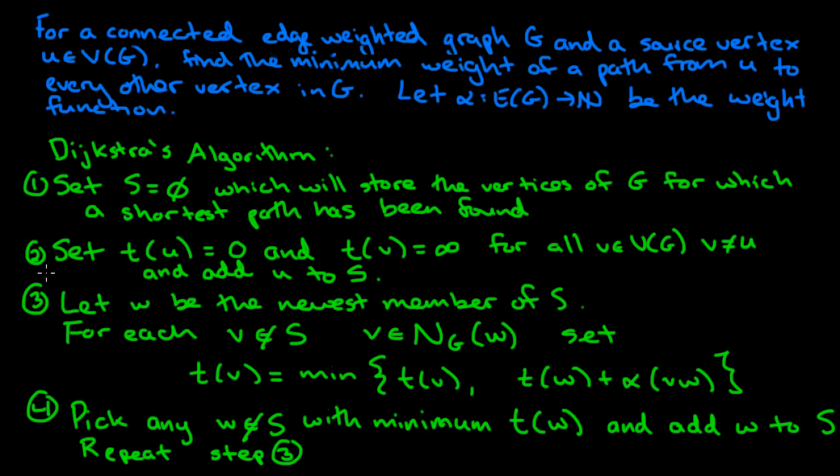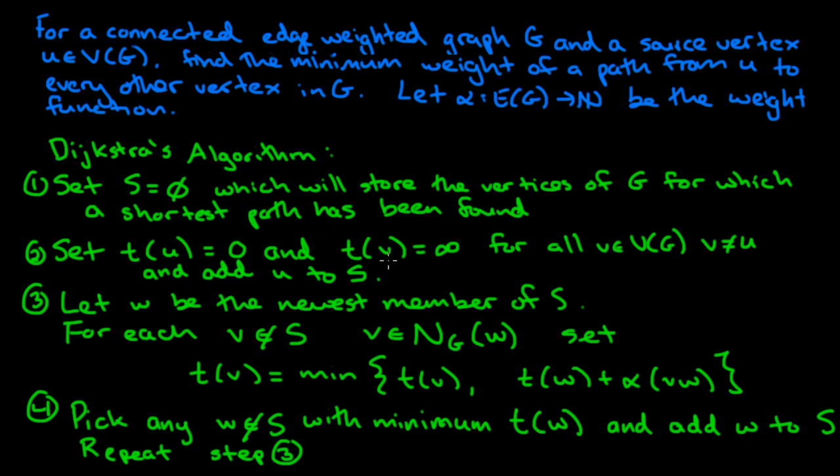Alright, so the second step is to take a look at the vertices and start to apply labels. Now, what we want to do is have a labeling function, which I'm going to call T, and it's going to give the minimum weight of a path to that vertex from U that we know of so far. So what we know is that for the source vertex, to get from itself to itself, you don't have to travel any distance at all. So we label it with T of U equal to 0.